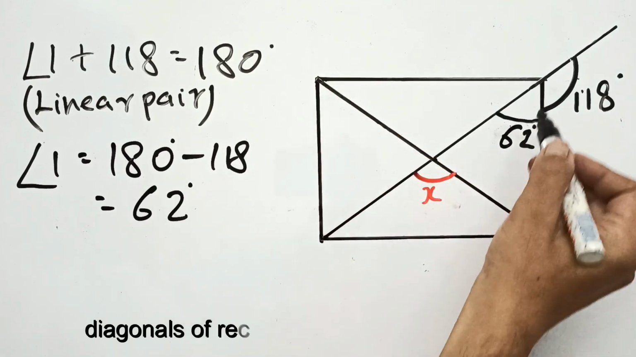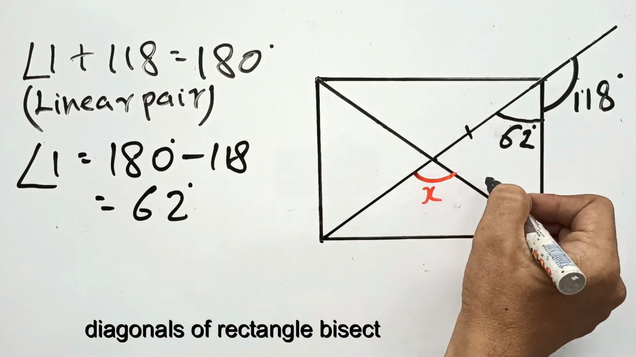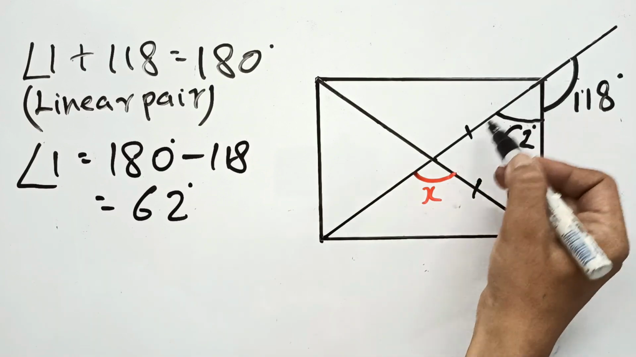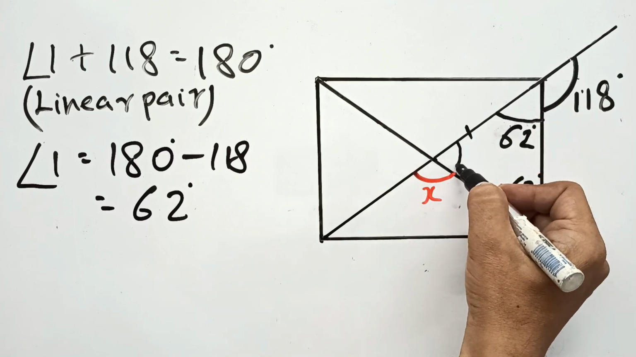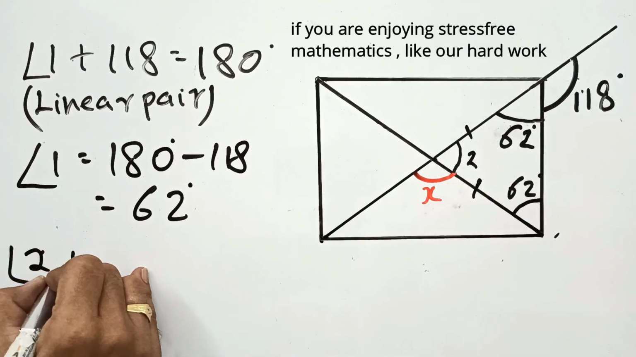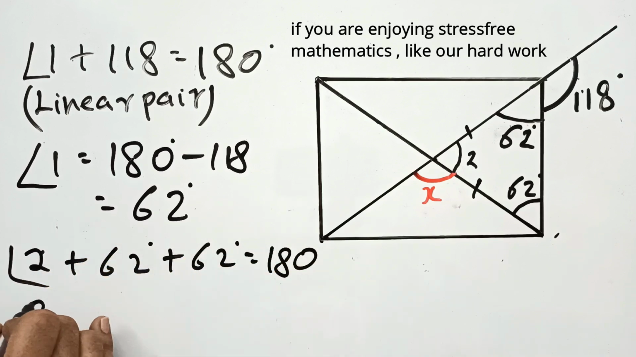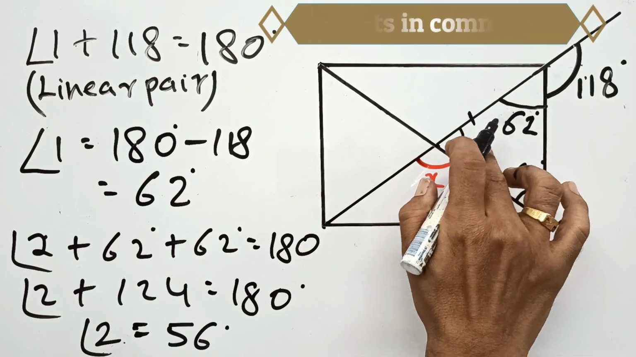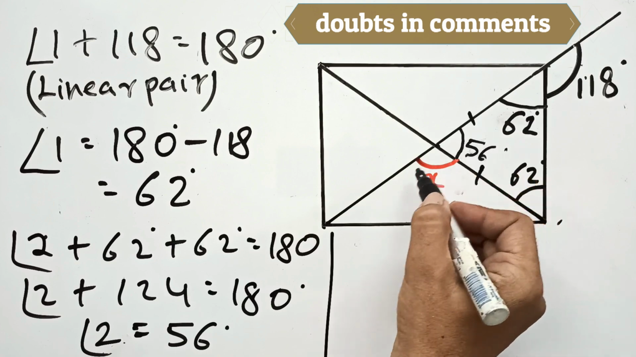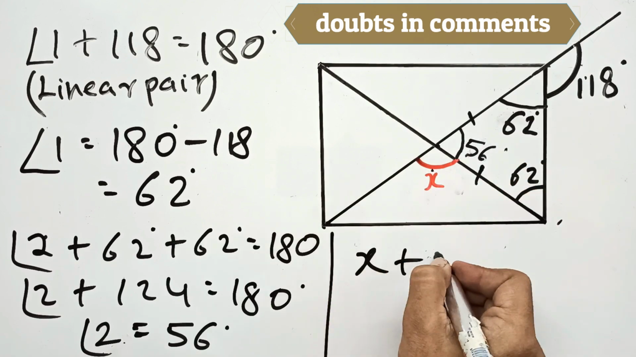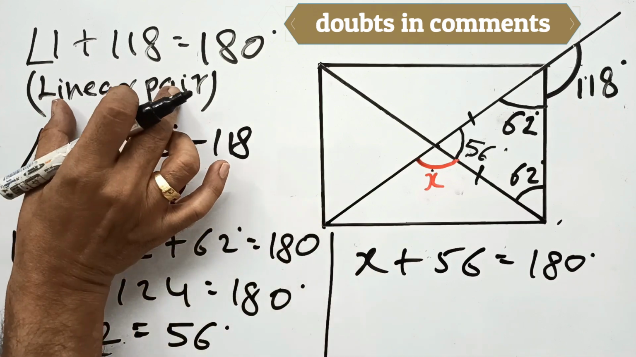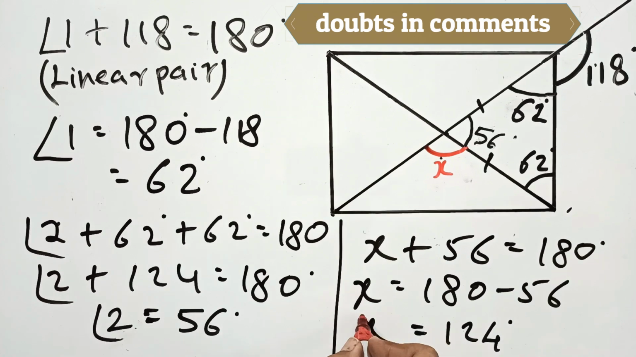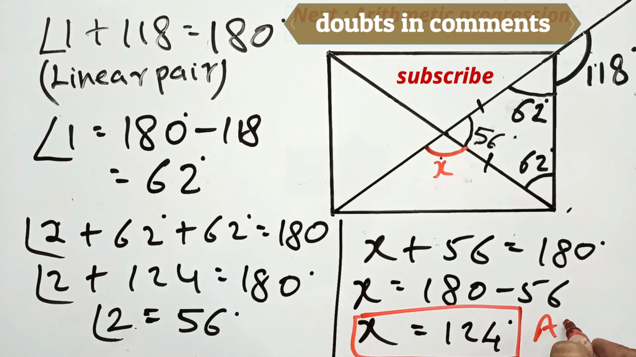Now listen student, we know the diagonals of a rectangle bisect each other, means these two parts are equal. So this must also be 62 degrees. Now with the help of the angle sum property of a triangle, we will find out this angle. Suppose this angle is 2. So angle 2 is equal to 56 degrees. Now again with the help of the linear pair, we will find out x. Same rule, we are using the linear pair. 124 degrees. So this is the answer.